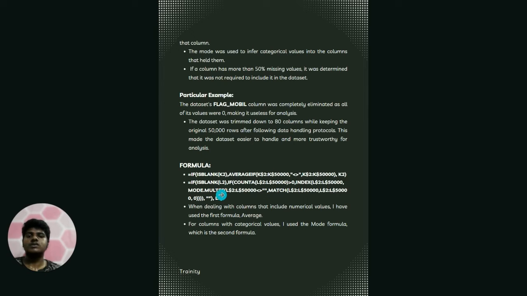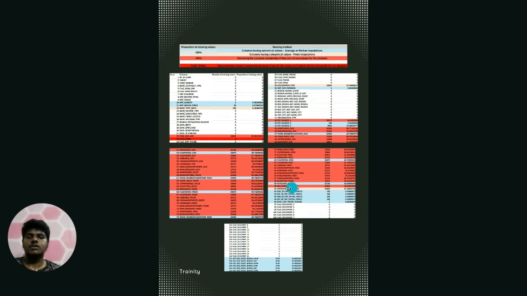These are the formulas I have used while doing this analysis. I have utilized this first formula, average, when working with the columns that include numerical values. I have utilized this second method, the mode formula, for the columns that have categorical values. So this is the chart. This is the bar chart to depict the proportion of missing values.